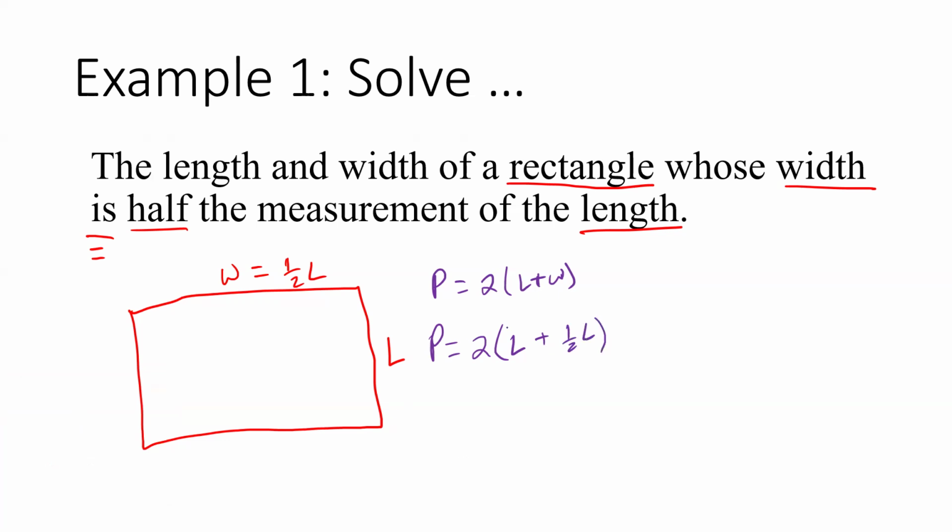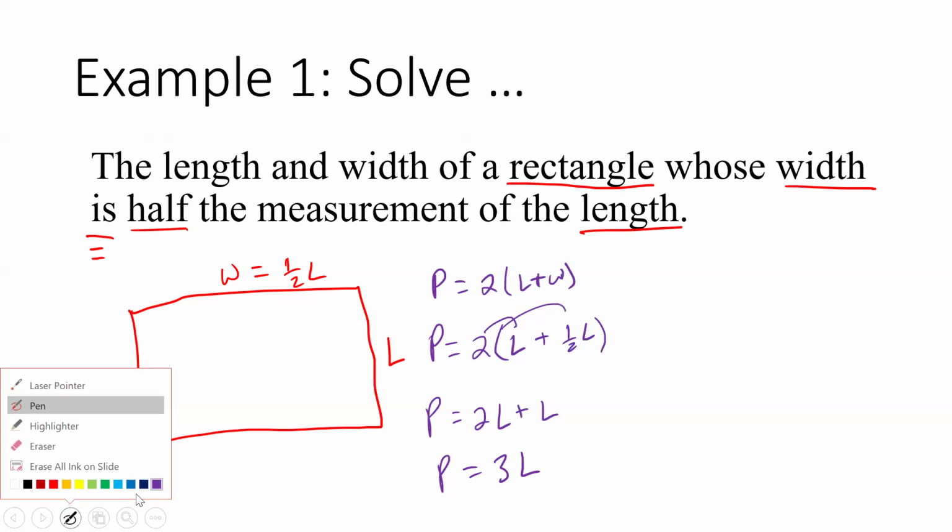Okay, so when I simplify this, I'm distributing the 2. So my perimeter formula for this rectangle would be 2L plus L. Correct? And what's 2L plus L? 3L. So my perimeter would equal 3 times whatever the length is. But could I go any further without knowing any numbers? No.